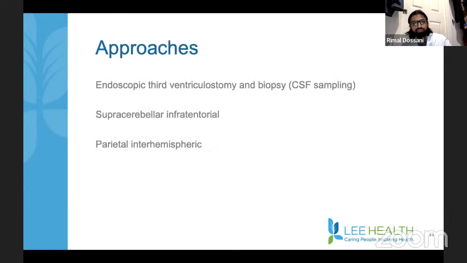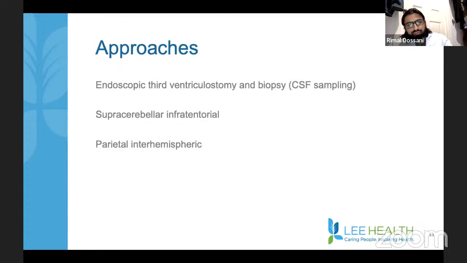There are various approaches to pineal region tumors. There are entire textbooks that are written just on pineal region surgery. I think the most common ones, especially in the modern era of neurosurgery, include endoscopic third ventriculostomy and endoscopic biopsy, along with CSF sampling for those tumor markers like we just discussed. The reason this approach is important is because this is the least invasive of all the approaches.